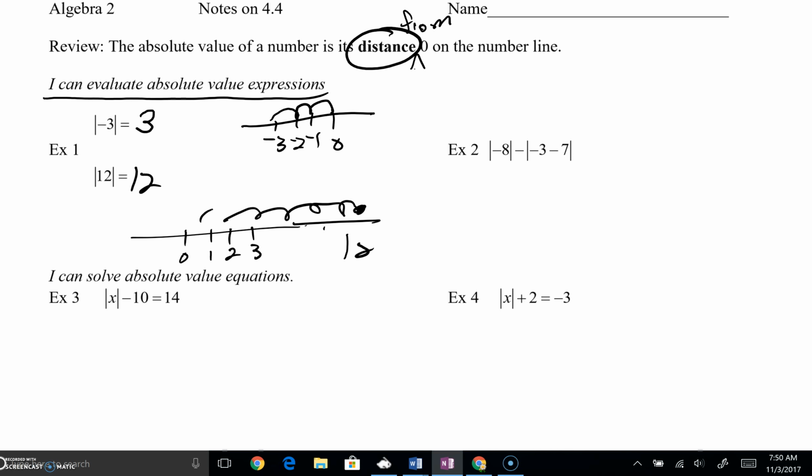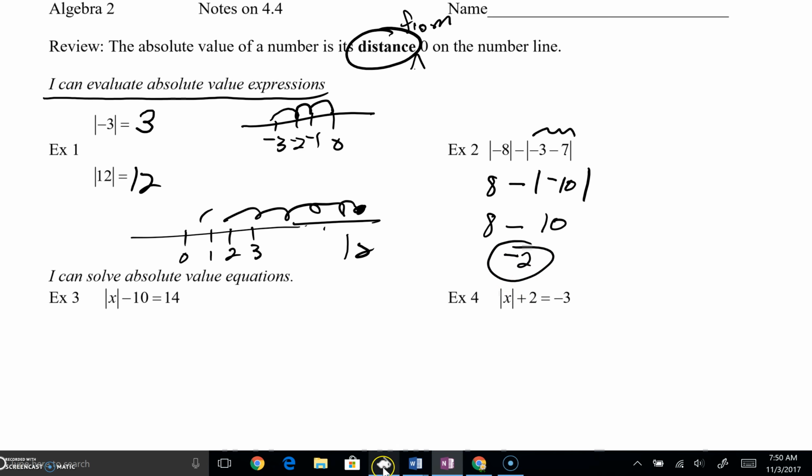Now, I do want to show you something really cool. You could work out this problem by hand. The absolute value of -8 is an 8. How about in here? These are like parentheses. What's -3 minus 7? That would be -10, wouldn't it? And the absolute value of -10, what's that? Just a 10, right? And 8 minus 10 would be -2.